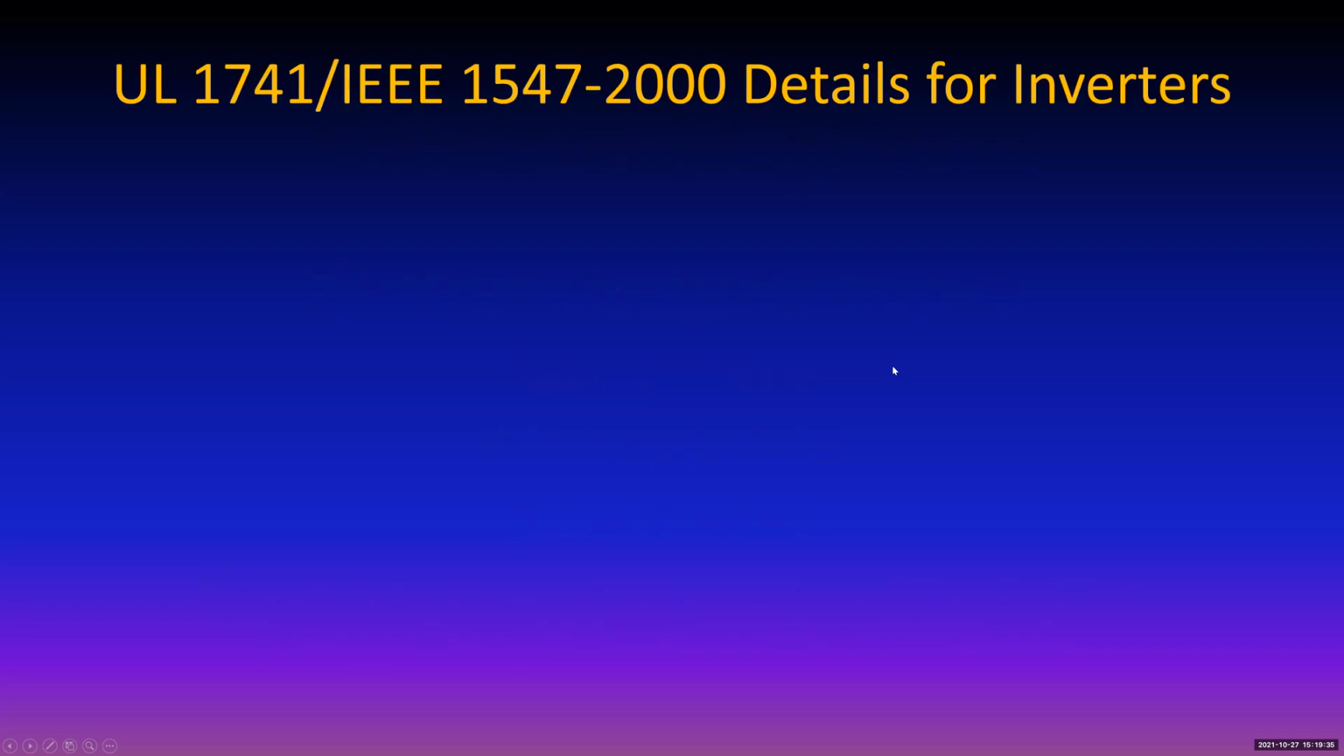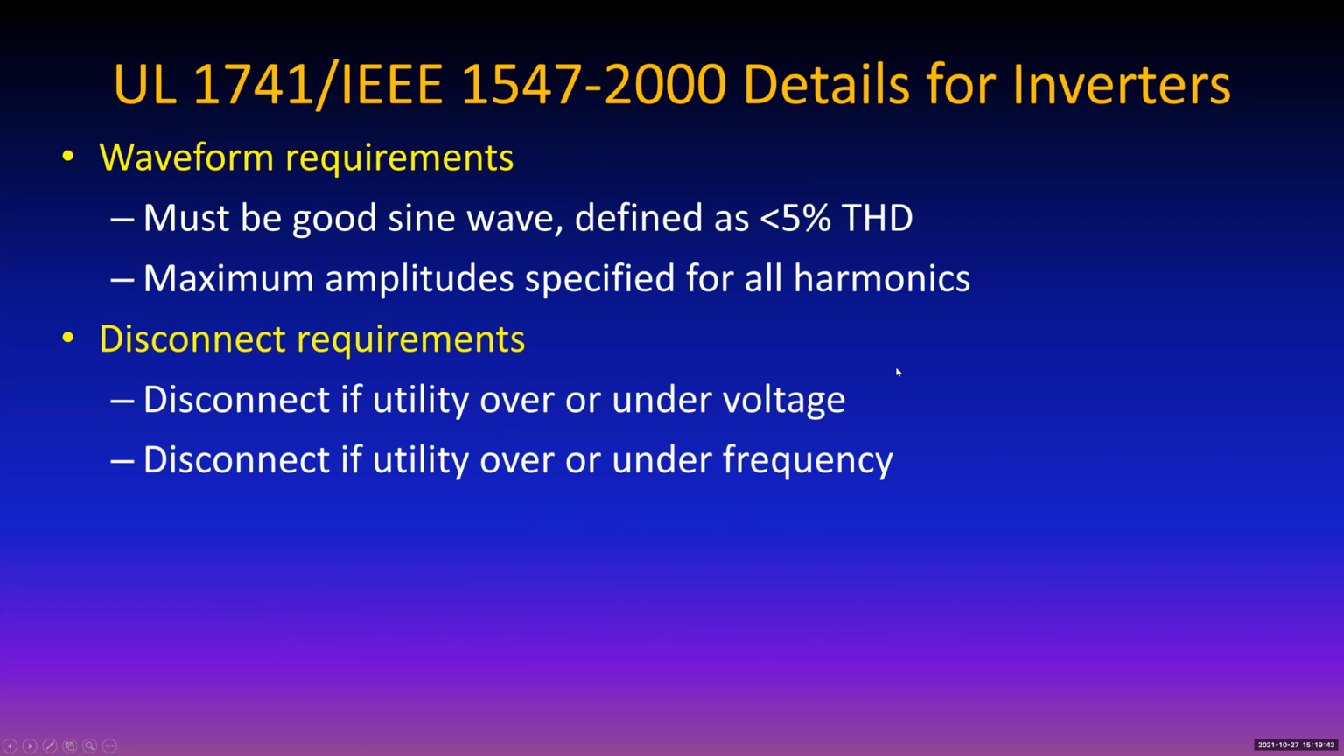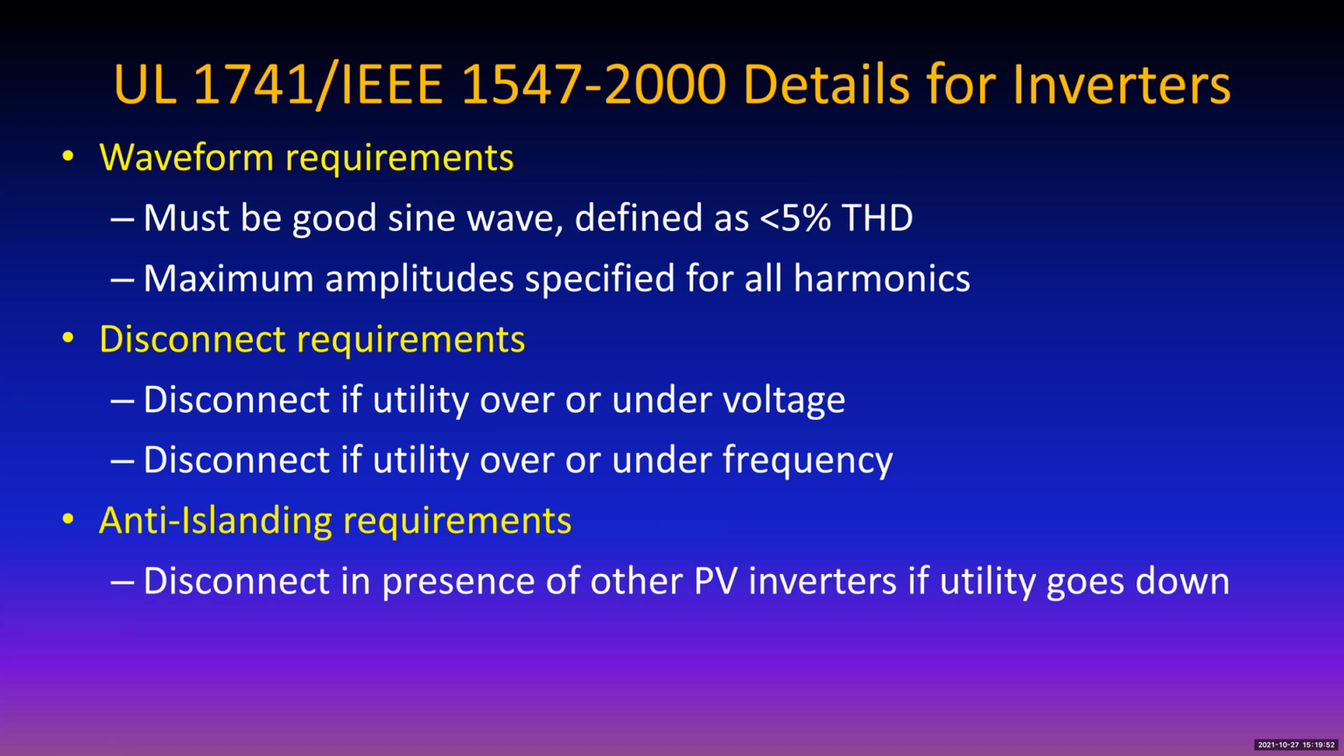Okay, here's the details on inverters for this UL 1741 we've been talking about. They have to have good waveforms. We talked about that. They have to disconnect if the utility is either over or under voltage, over or under frequency, unless there is a special arrangement with the utility. Anti-islanding is very important. Imagine if your inverter thought my inverter was utility, so therefore my inverter kept your inverter working. The reason that doesn't happen, and the reason that you can have multiple inverters connected to the utility, and every single one will shut off when the utility goes down, is because they are being synchronized by the utility voltage.